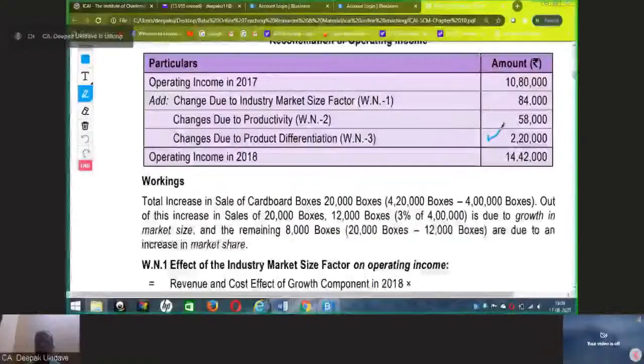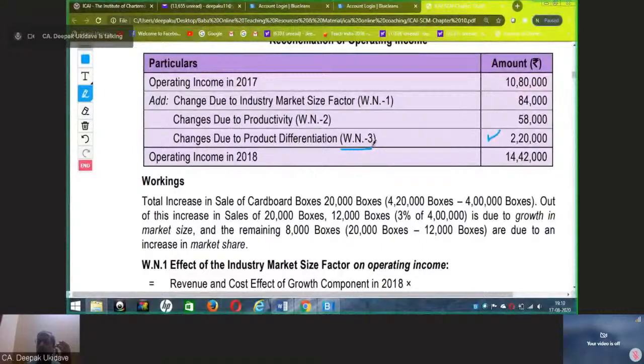Product differentiation, though it is mentioned here, you can say price recovery. Price recovery could be on account of revenue effect, on account of cost effect, and also product differentiation, cost leadership, etc. All that is 2,20,000. So if we take a combined effect again of all three things, all are favorable, and therefore easily you can add these figures.